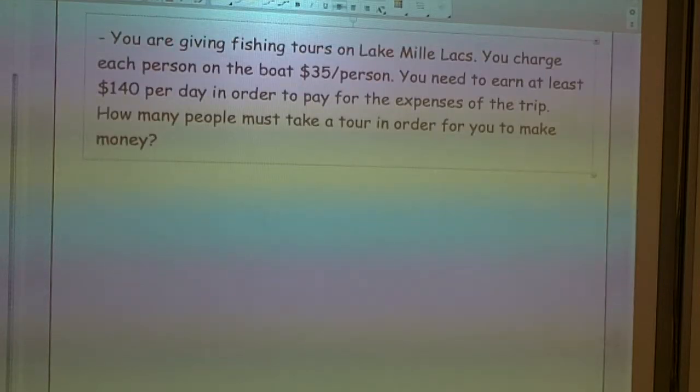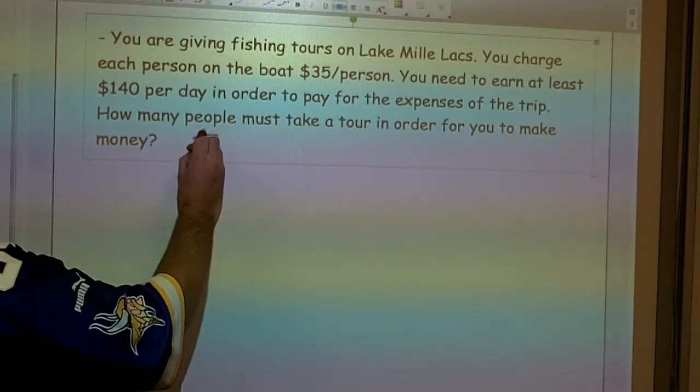Let's take this onto a real life example. Let's say you're given a fish tour. Fish tours on Lake Mille Lacs. You charge each person in the boat $35 a person. You need to earn at least $140 per day in order to pay for the expenses of the trip. How many people must take a tour in order for you to make money? So we got to make a profit here. We got to make that cheddar.